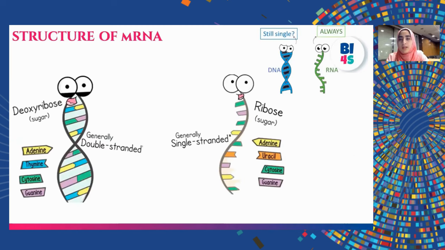If we look at its structure, you might remember that DNA has a double helical structure and contains four bases. Unlike DNA, the RNA has only one strand. It is single-stranded always. And it also has four bases, except that instead of thymine in the DNA, RNA contains uracil. The rest three bases are the same.